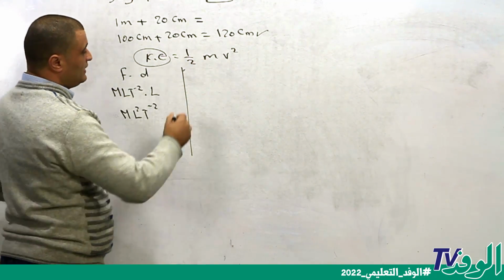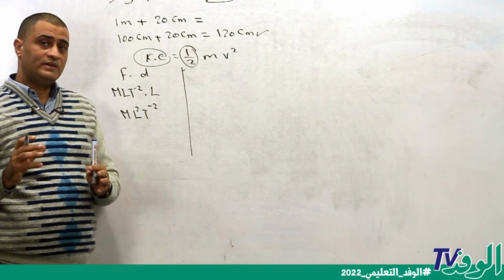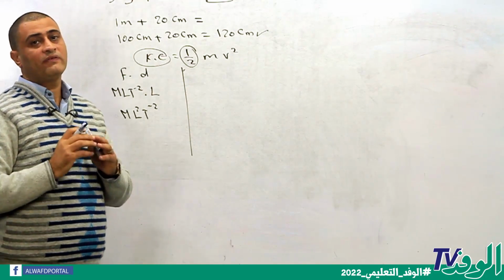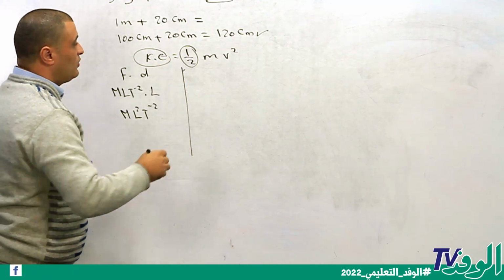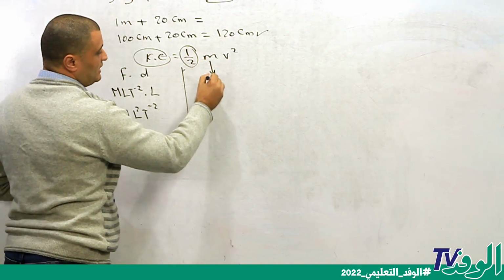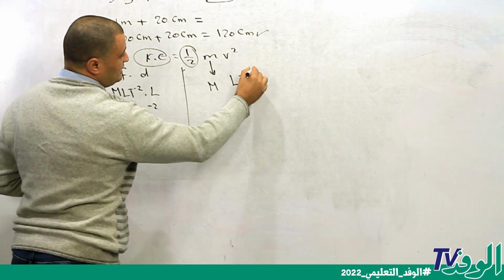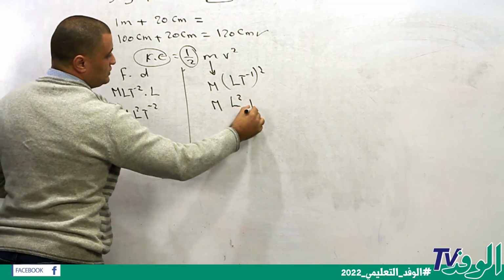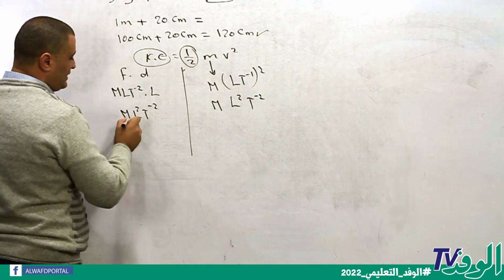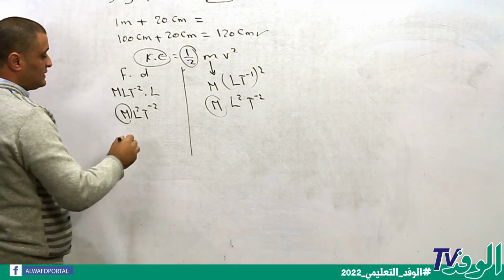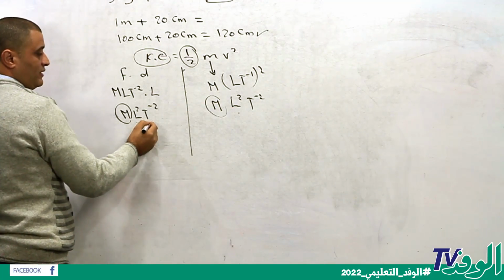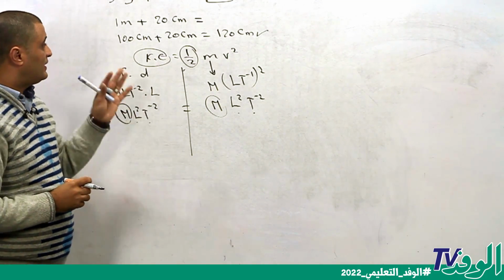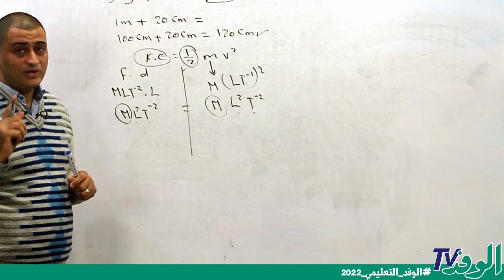On the other side, any value like 1, 2, 3, or half is a value without units, so it doesn't have a dimension formula. We can neglect them. Mass M and the velocity L T power negative 1, all power 2. Here M, we will distribute the power: L power 2 T power negative 2. So finally the mass is similar on the two sides, L power 2, L power 2 and T power negative 2, T power negative 2. So by using dimension formula, the law is correct dimensionally.